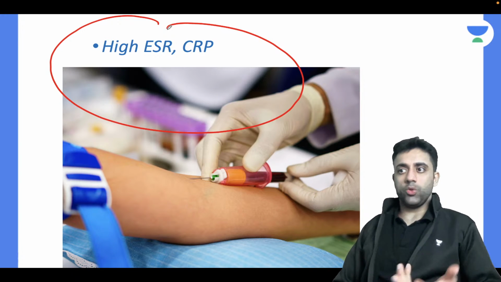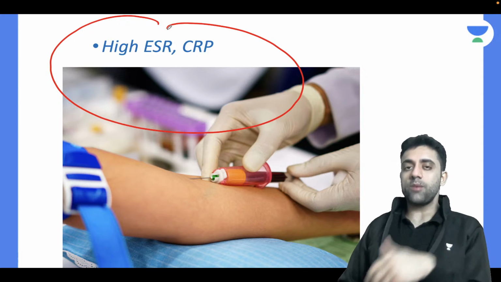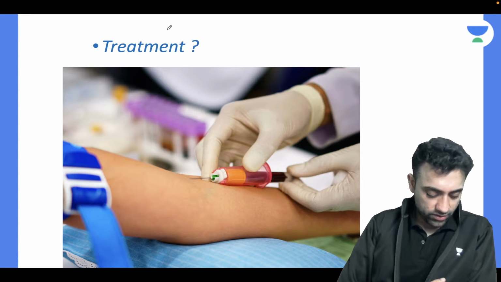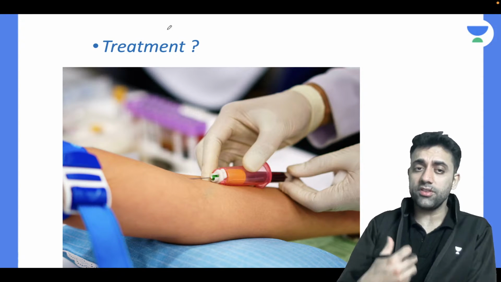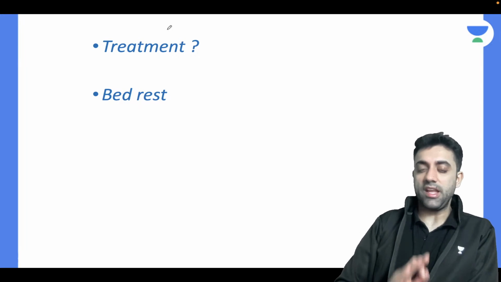What will you find? Sir, you have fever and all that, right? So you have all the features of an acute phase problem. So CRP, ESR, high TLC will be there. Of course, ASO titer also will be there. What's the treatment of acute rheumatic fever? Most importantly, bed rest. That is the first treatment.